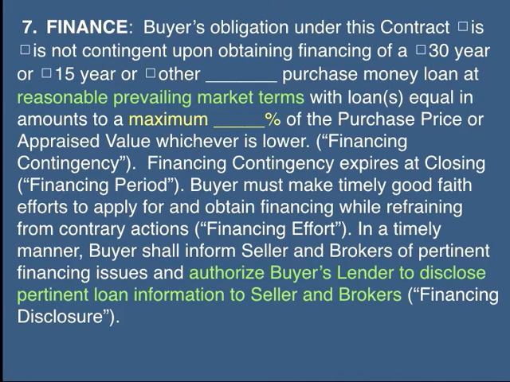It's a financing disclosure. A lot of times you call a lender and the loan officer will tell you that's confidential information they cannot share with you. You sometimes have to copy and paste into an email this section of the contract, where the buyers have authorized the buyer's lender to disclose pertinent loan information to the sellers and the brokers.